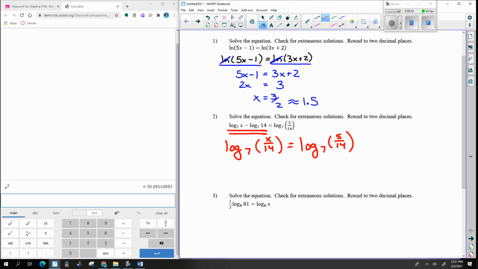Now I have a singular log all in equal to a singular log all in. So what I'm able to do now is cancel out those logs. That leaves me with x over 14 is equal to 5 over 14. And hopefully you can see the logic here that x is going to be equal to 5. 5 over 14 is equal to 5 over 14.